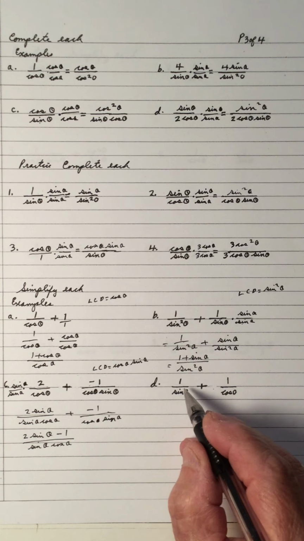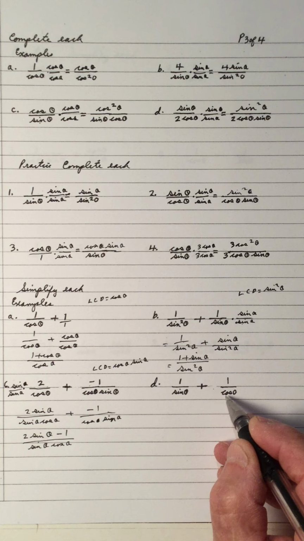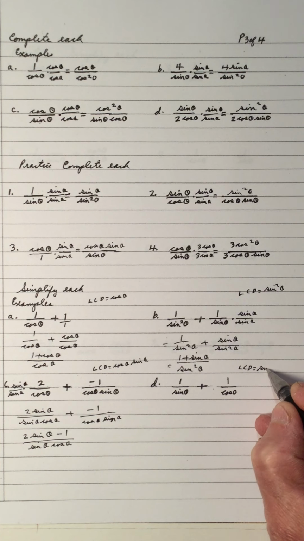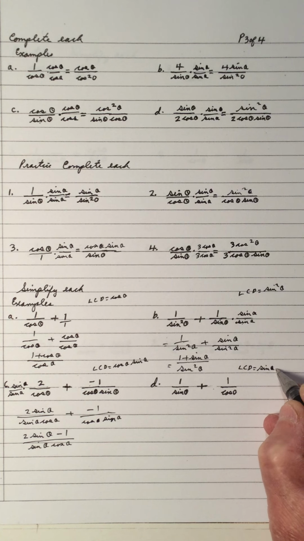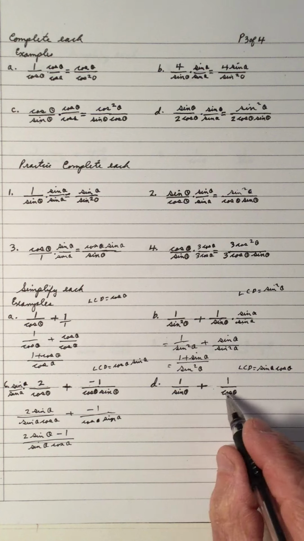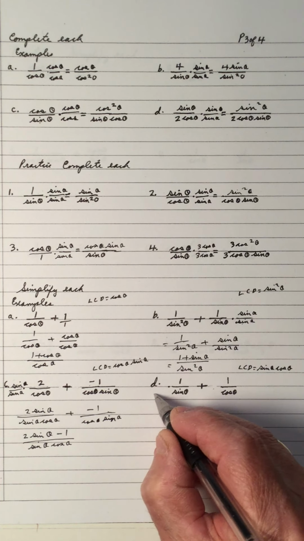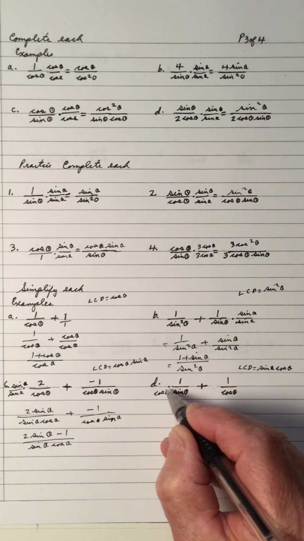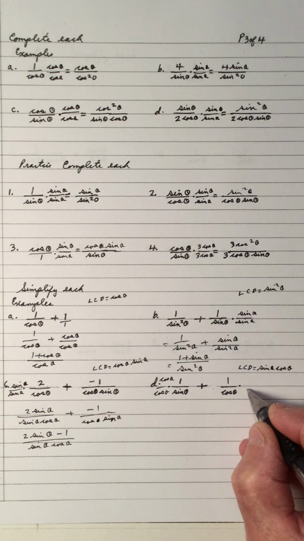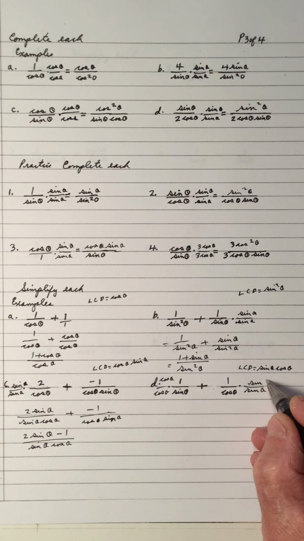And in D, this denominator here is sine, this denominator here is cos, so the LCD is, you have to have sine and you have to have a cos theta. Both of these have to be in the LCD. So that means this one is multiplied by cos theta over cos theta, and this one is multiplied by sine theta over sine theta.